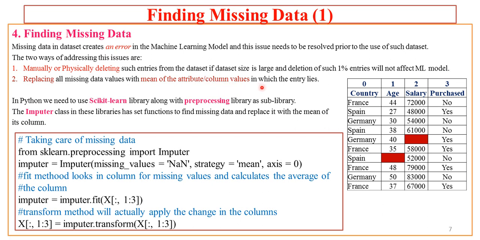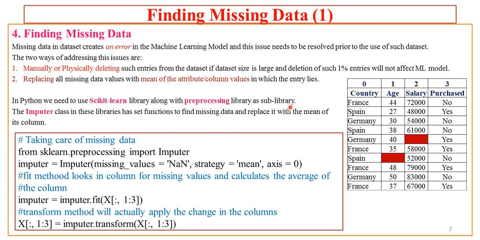So what are these attributes or columns? These are the attributes. For example, country. For country, in this particular column we don't have any data missing, but for this attribute or column age, we have one entry missing for Spain, with salary $52,000, and for this salary column we have the salary missing for the entry Germany with age 40.